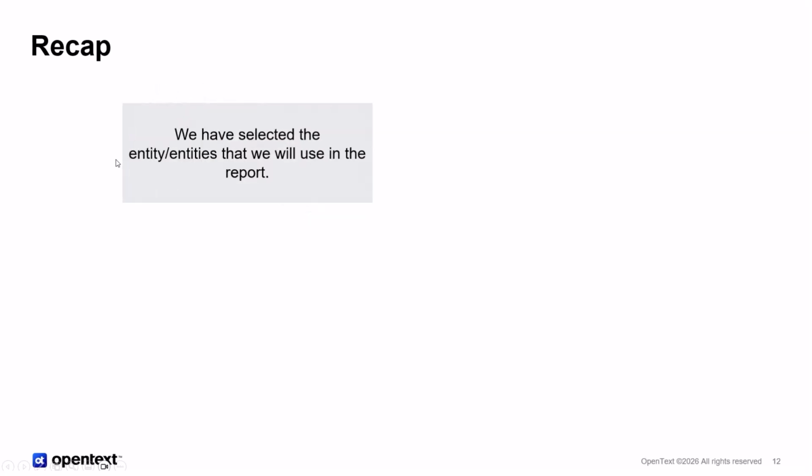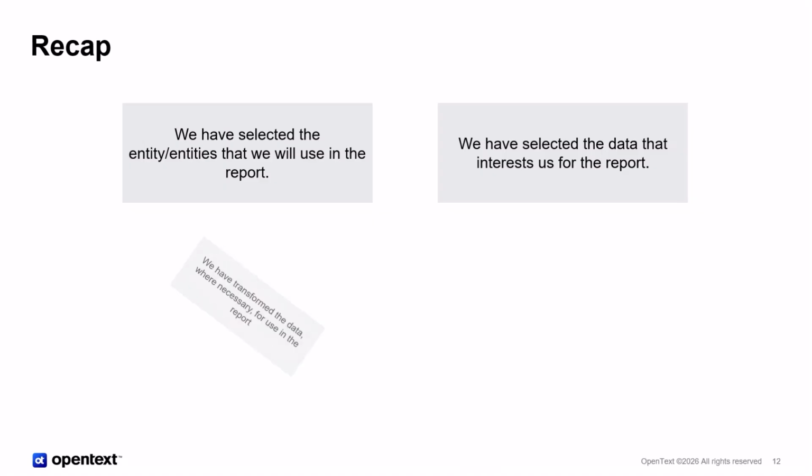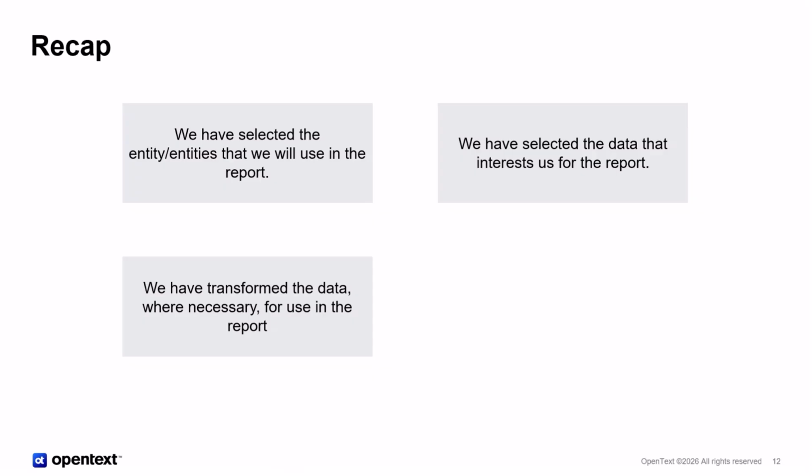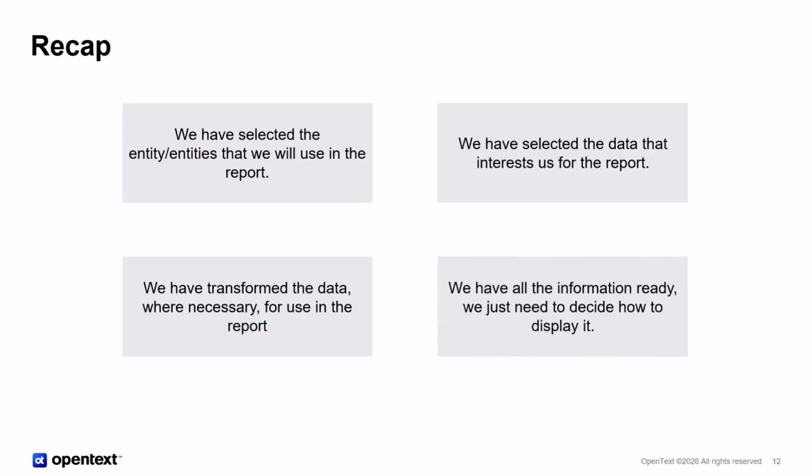We've selected the entity or entities we're going to use in the report. From those entities, we've selected only the data we're interested in, the database columns, and transformed the data where necessary, for example, in the severity or author fields. We now have the information we want to display ready. Now we need to decide how we're going to display it.